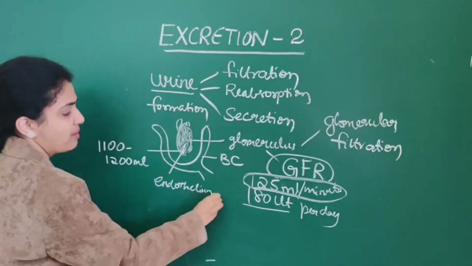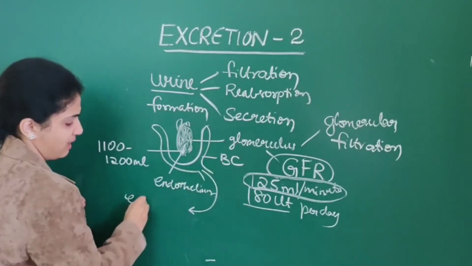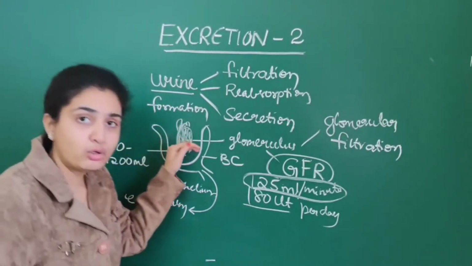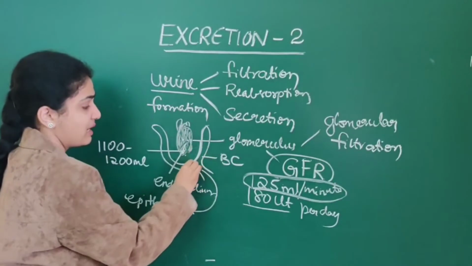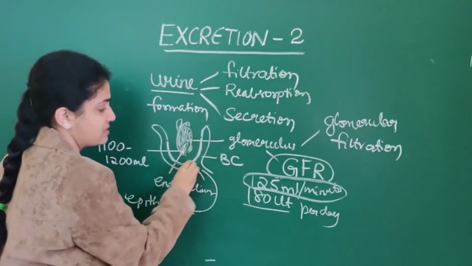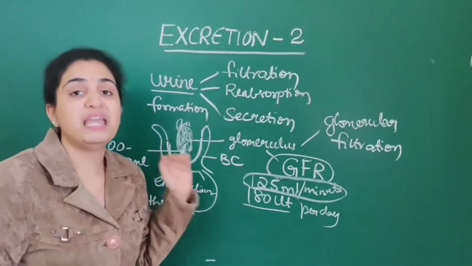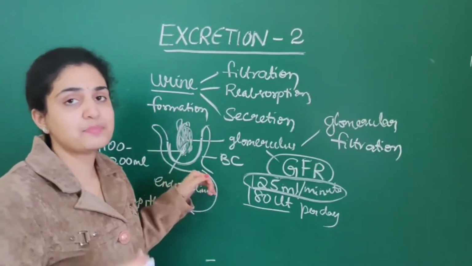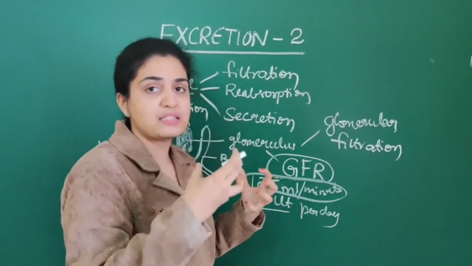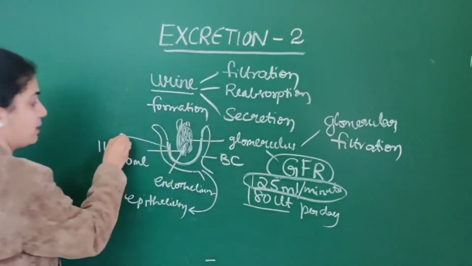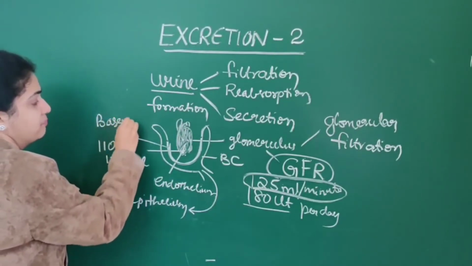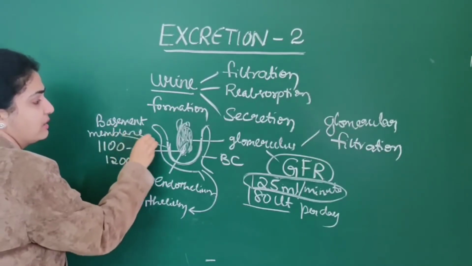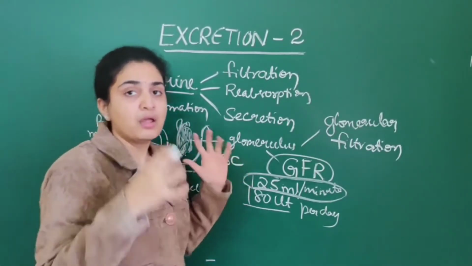As well as this Bowman's capsule, this will have epithelium. Epithelium of Bowman's capsule, endothelium of glomerulus, as well as there is a middle layer that is present, called the basement membrane. In between the glomerulus and Bowman's capsule, there is a layer which is called the basement membrane. So these 3 mainly will play an important role in this filtration process.